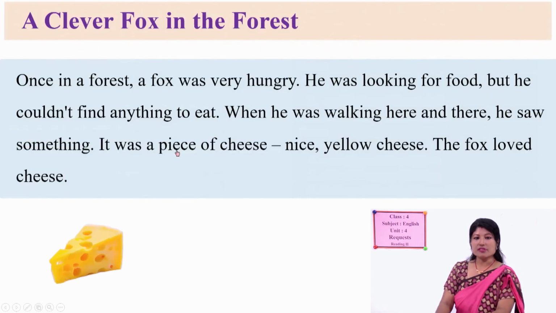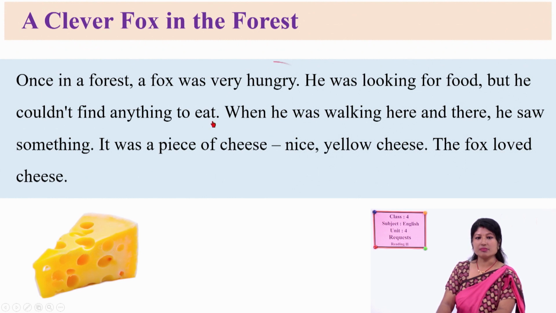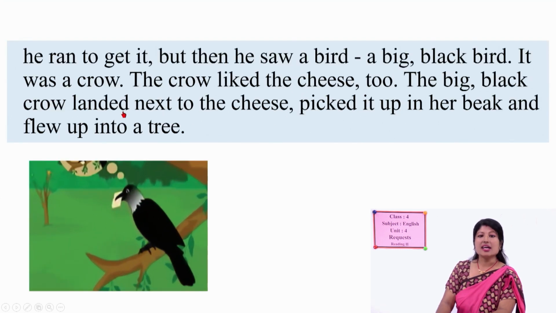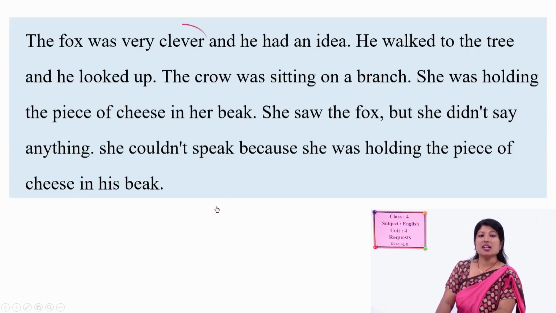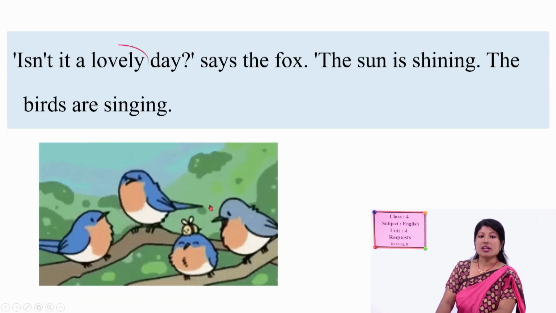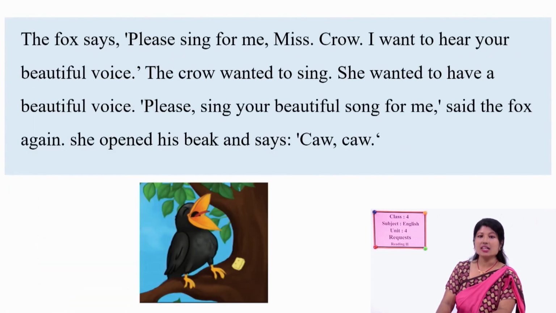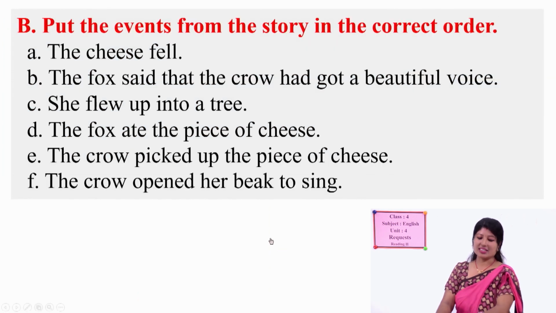These words you can find over here. Okay, I have circled over here. Hungry, peace, right? Hungry, peace. And another word, beak. Another word is clever. Next one is lovely, voice. Okay, that's all. We could find words there.